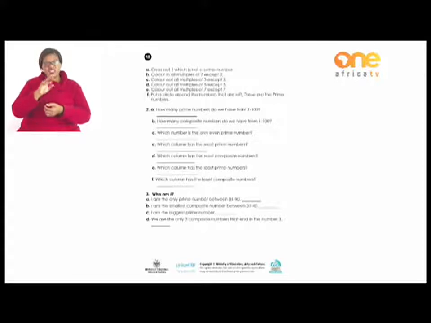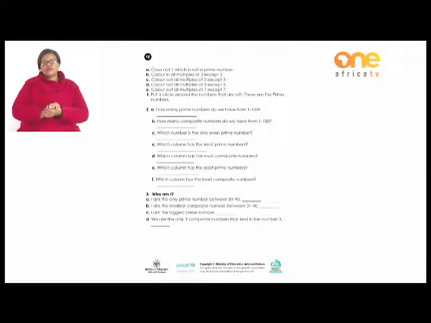Now, you will notice that there is a typing error there because there are 2 C's. So the second C is asking which column has the most prime numbers. Now, I just quickly want us to go to our table so that I can explain to you what is a column.